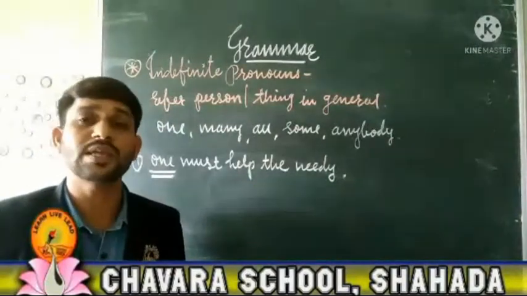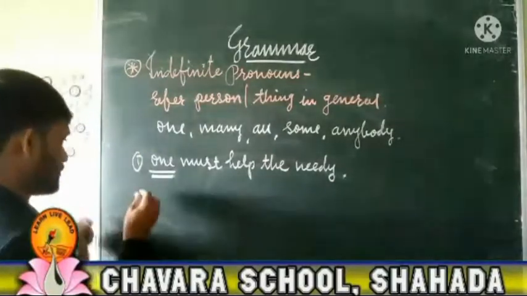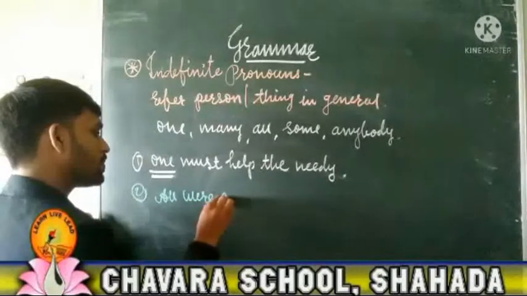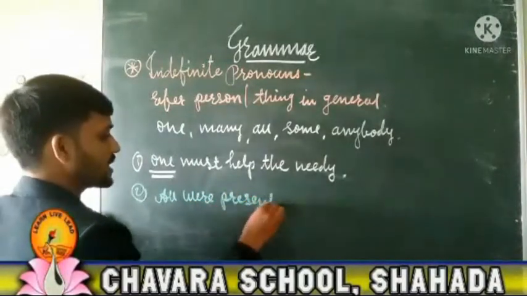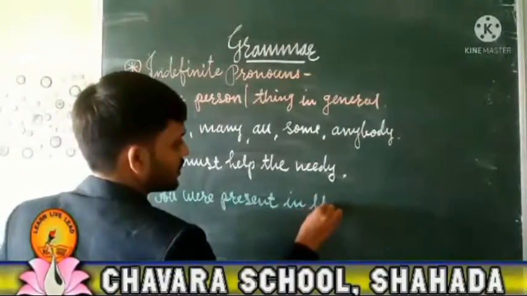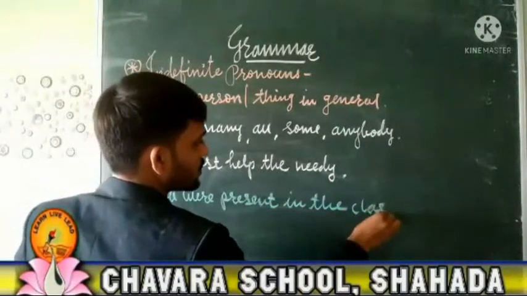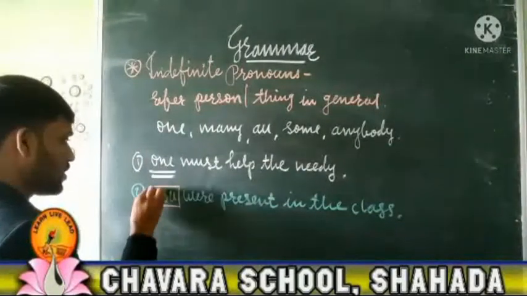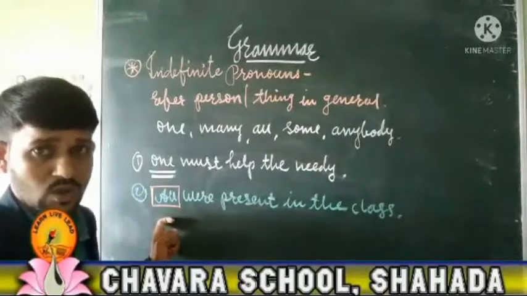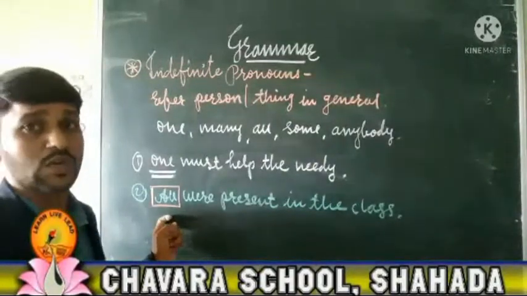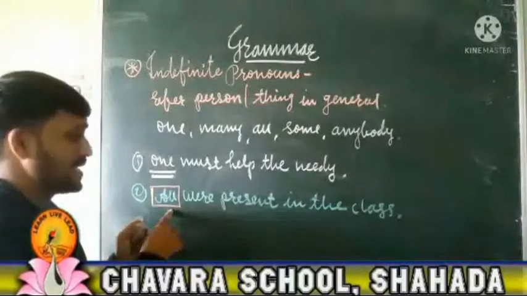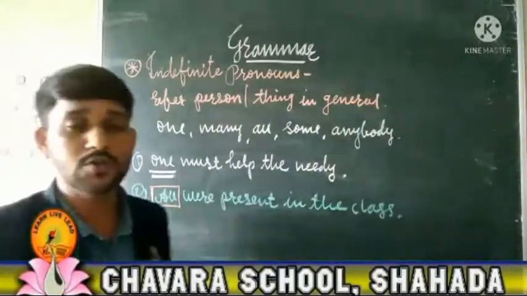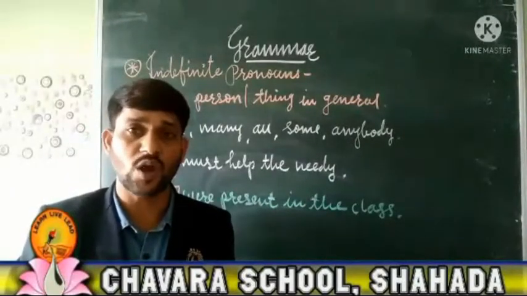All were present in the class. Here all means in general, not specific students. Not a particular student was present in the class, but all in general, everybody was present in the class. Hope you understood the indefinite pronouns too.